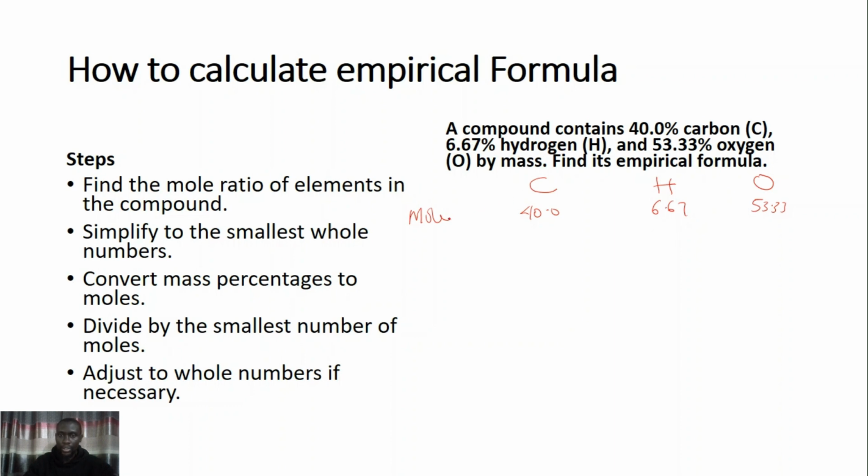And if you can recall, mole is equal to mass over molar mass. Okay? And in this case, the molar mass will be the relative atomic mass of the elements that make up the compound. Now, the percentage is already written. We are going to divide it by the relative atomic mass of each of the elements. For carbon it is 12, for hydrogen it is 1, and for oxygen it is 16. So let's use our calculator to evaluate this.